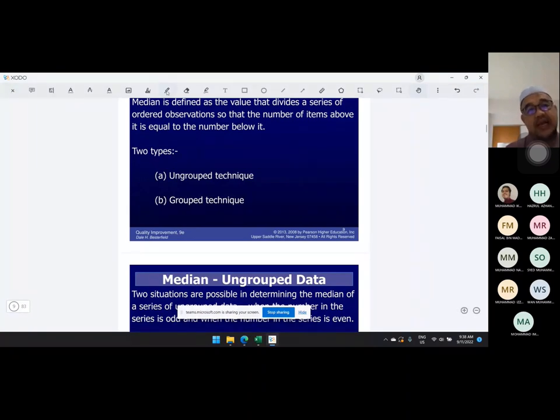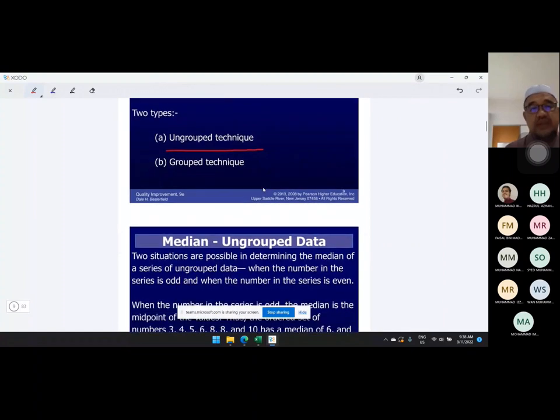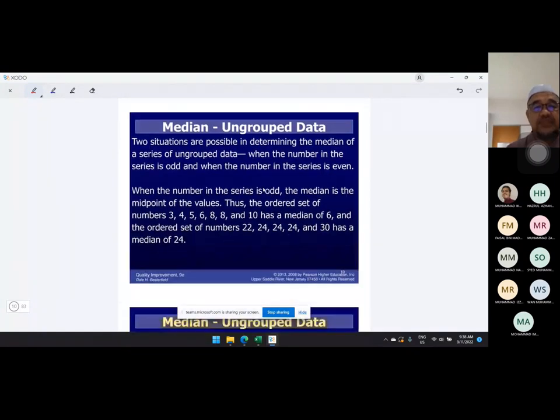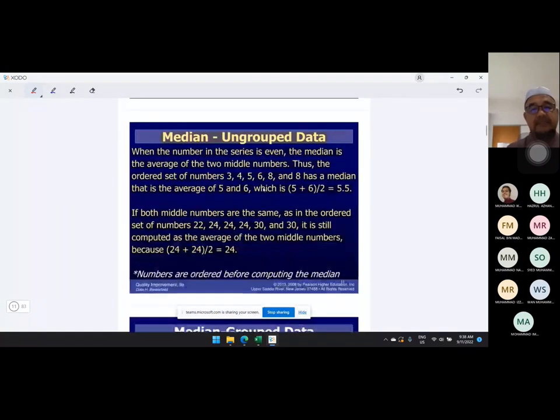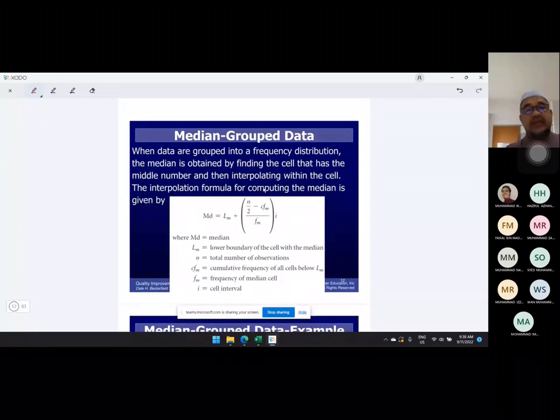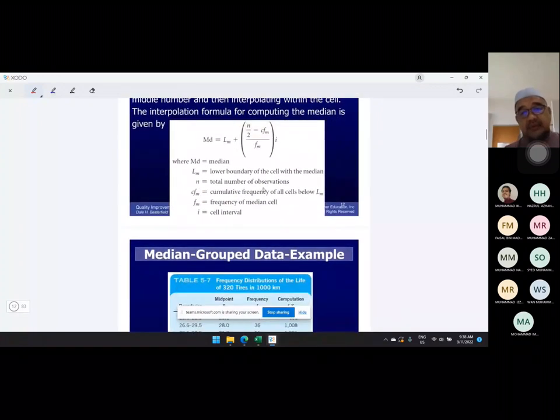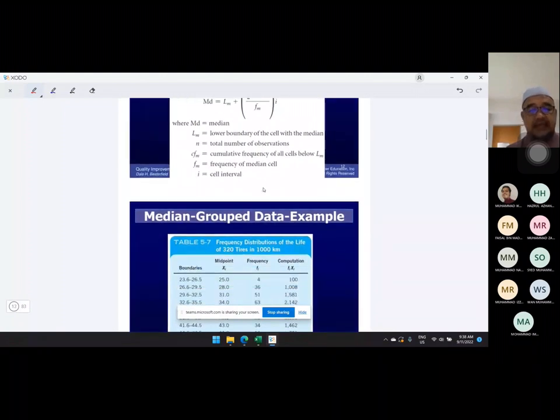But for grouped data, we have to use the midpoint and the frequency. So again, there are examples here that you can try to see and understand.